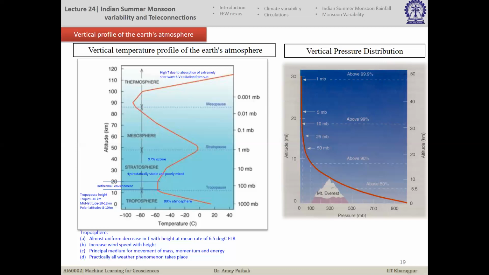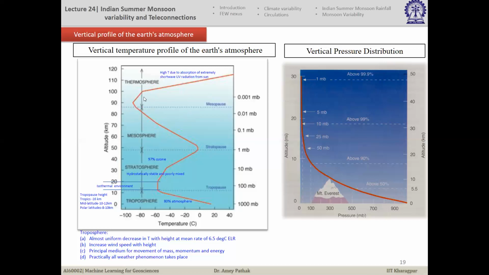Next, in this layer, the bottom is mostly isothermal, but after some altitude the temperature increases, and the upper boundary of the stratosphere is known as the stratopause. From the stratopause to approximately 80 kilometers height, we have the mesosphere, where again there is a decrease in temperature. Then we have the mesopause, starting from around 85 kilometers.